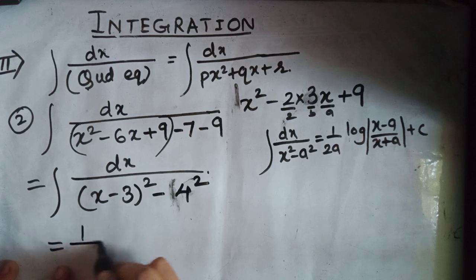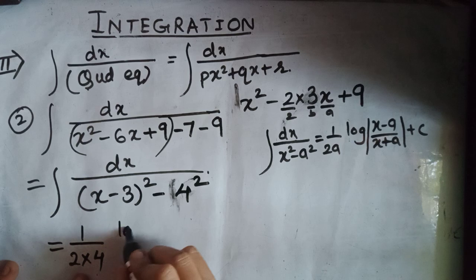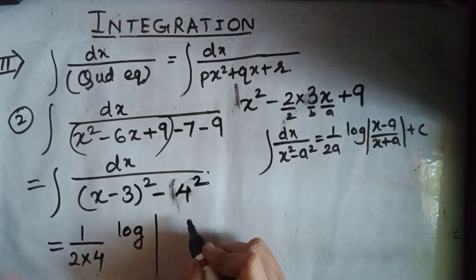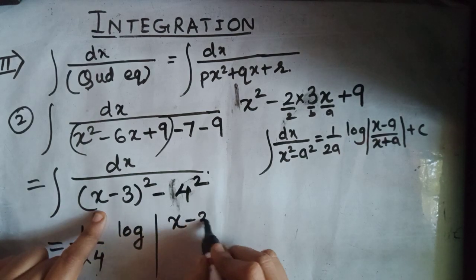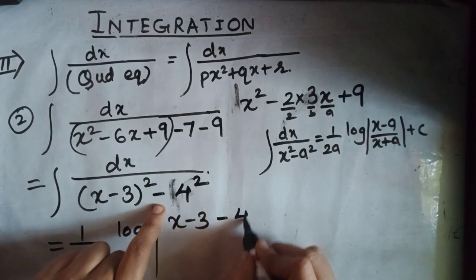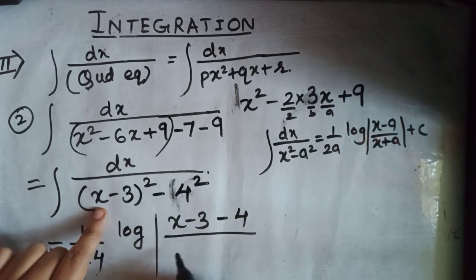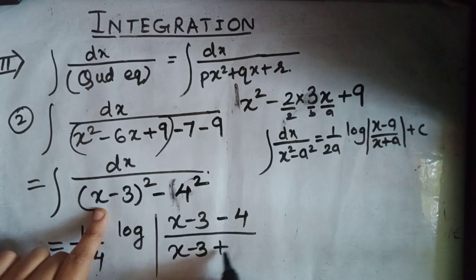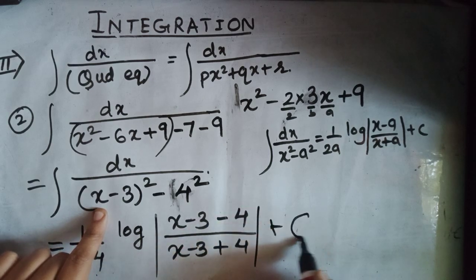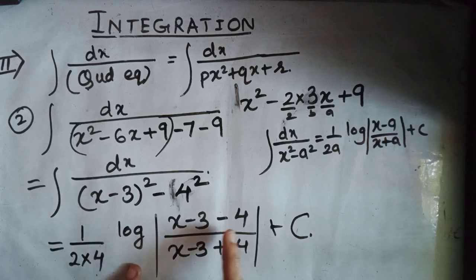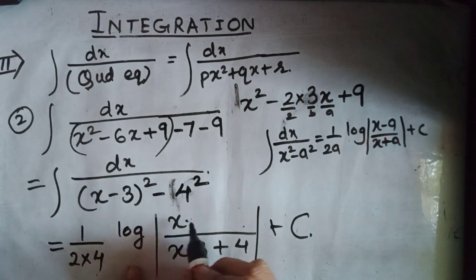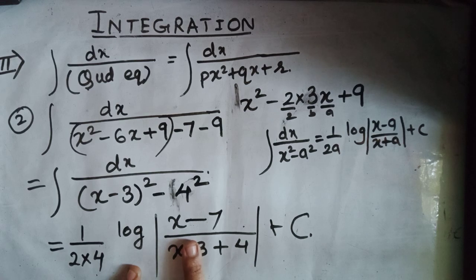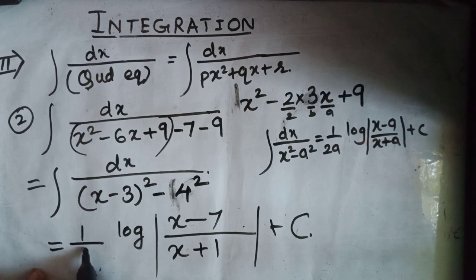So 1 upon 2a, 2a is 4, so 2 into 4. Log of x minus a, where x is your x minus 3, minus a, which is 4, and this is x minus 3 plus 4, plus c. So x minus 3 minus 4 is x minus 7, and x minus 3 plus 4 is x plus 1, and 2 4s are 8. So this is your final answer.